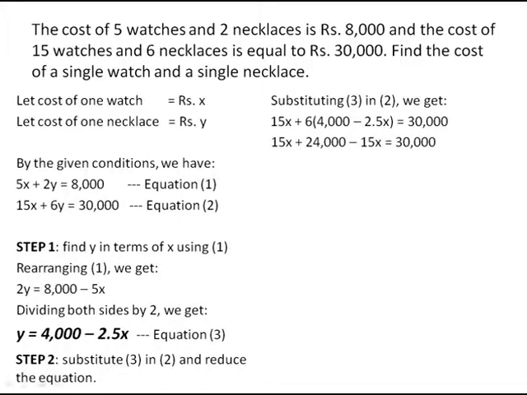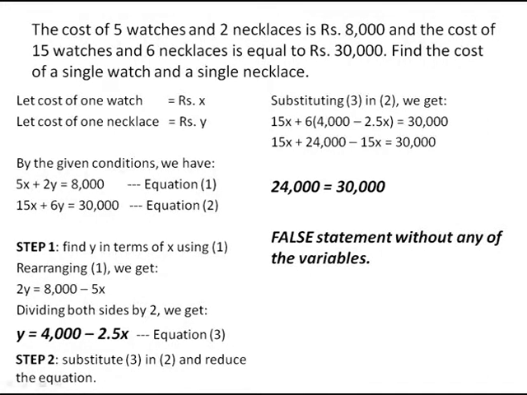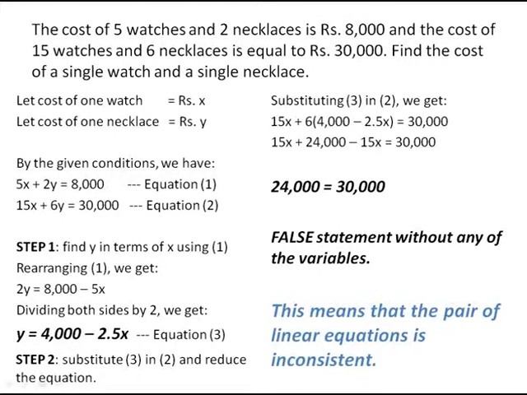Expanding this, we get 15x plus 6 into 4,000, which is 24,000, minus 6 into 2.5, which is minus 15x, is equal to 30,000. Again, the plus 15x and minus 15x get cancelled, and we get 24,000 is equal to 30,000. Again, we have a statement in which there are no variables at all, and we can see that the statement is false. So we can conclude that the pair of linear equations is inconsistent.